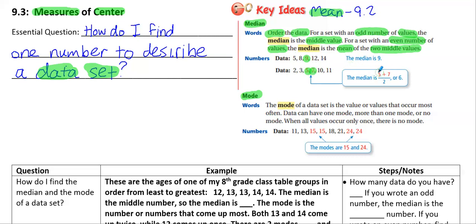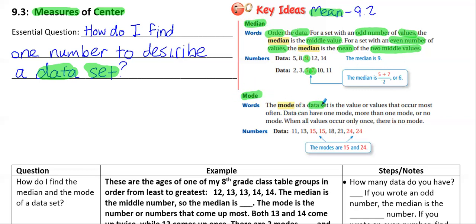How do you find the mean of 5 and 7? You add them together. You find their sum. You divide by how many values there are. There are 2. 5 plus 7 is 12. Divided by 2 is 6. So in this case, the median is 6. So that's the median. Now the mode.